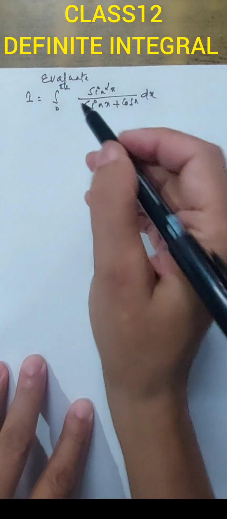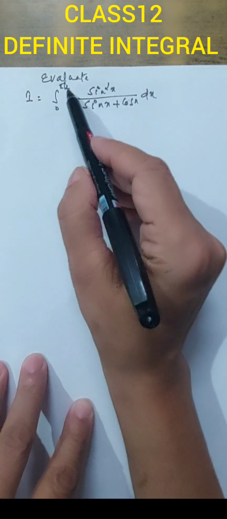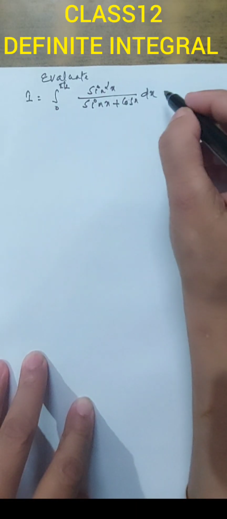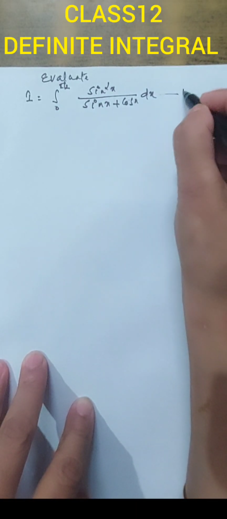We have a question for definite integral. I is equal to the integral from 0 to pi by 2 of sin square x divided by sin x plus cos x dx. Let us take this as equation number 1.